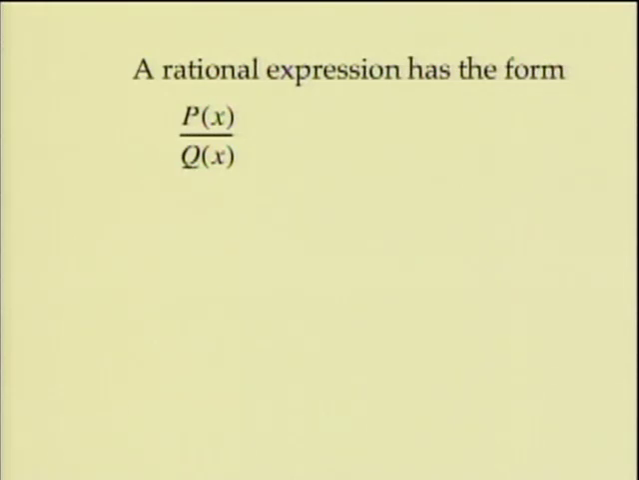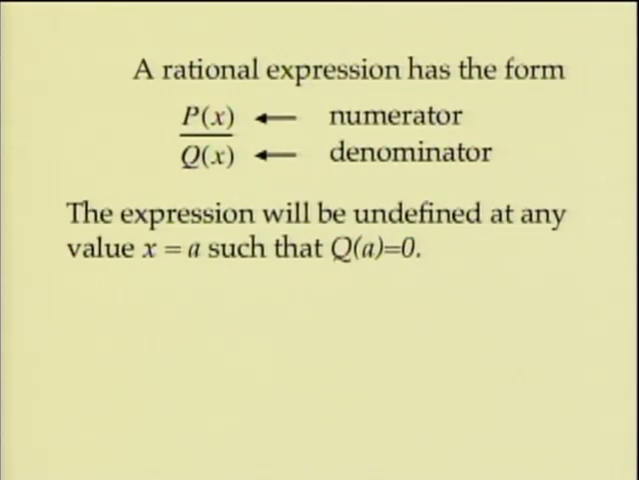You've got some kind of polynomial on the top, and some kind of polynomial on the bottom. We call the top part the numerator. This is grade school stuff. The bottom is the denominator. But when we go to these things, there is a complication. We have to be sure that we don't plug in values of x into the denominator that will make it 0.